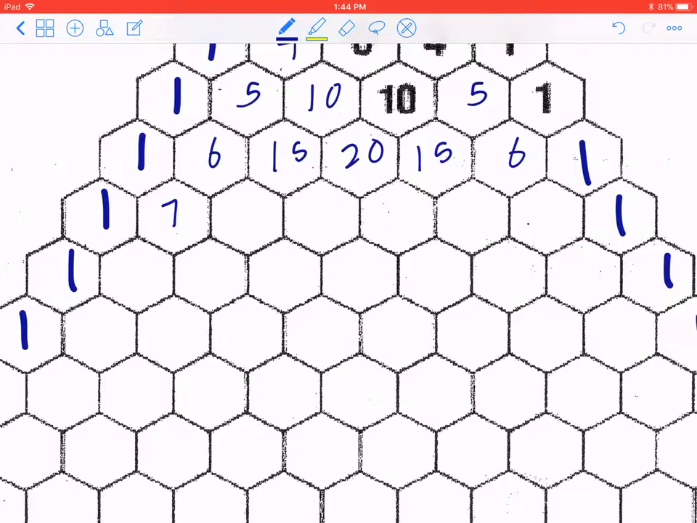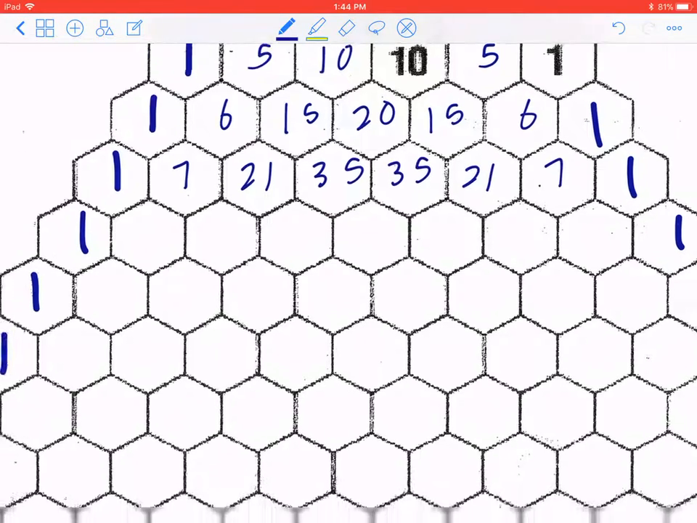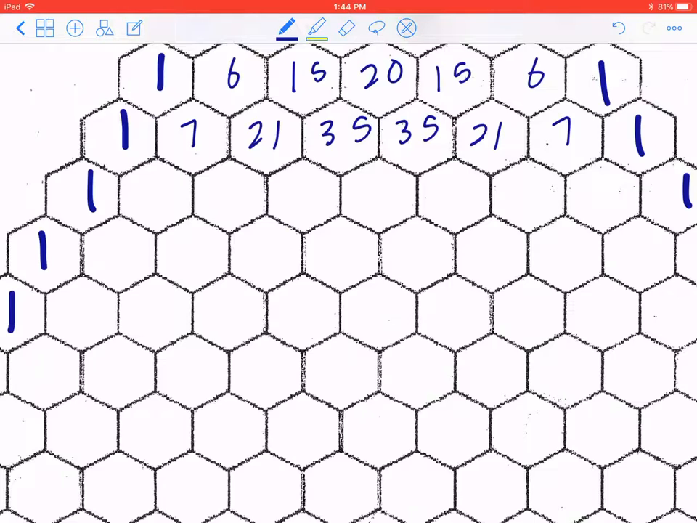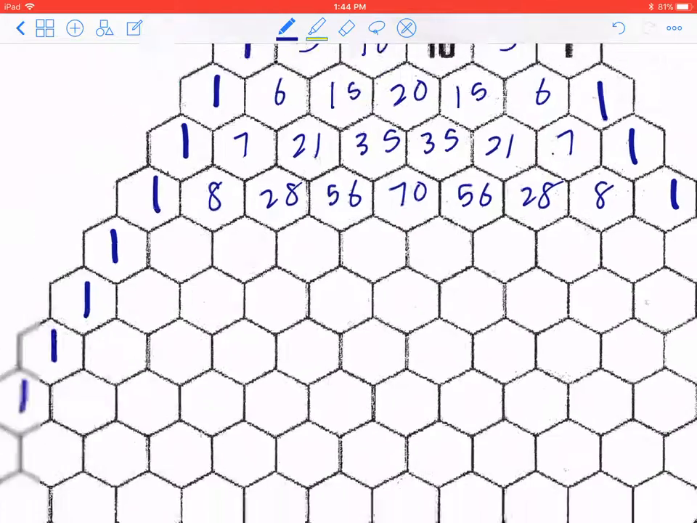I'm going to go slightly faster now. 1 plus 6, that's going to be 7. 6 plus 15, that's going to be 21. 15 plus 20, that's going to be 35. And again, if we follow the pattern, it will be the same numbers on the other side. 1 plus 7, that's going to be 8. 8 plus 21 is going to be 28. If you keep going, that's going to be 56, 70. And again, it's going to go back down to 56, 28, and 8.